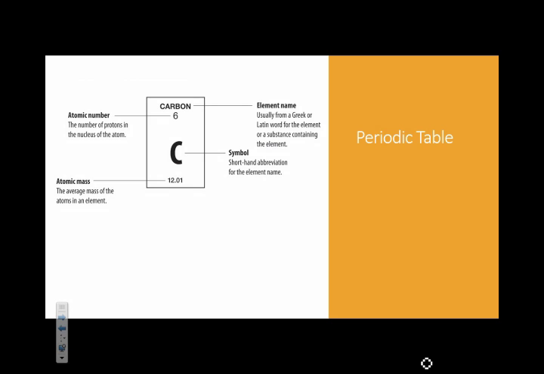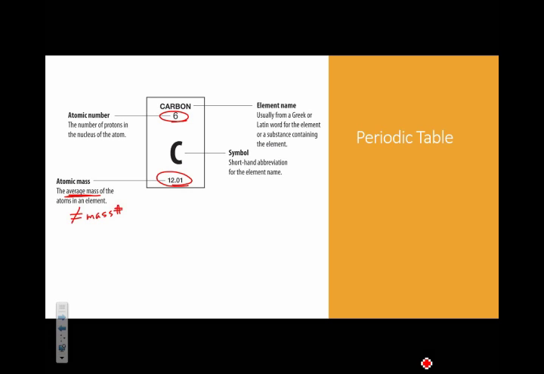When you look at the periodic table, there's some information that's given to you in each of those element boxes. The atomic number, the number of protons, is generally written at the top of the box. The atomic mass, which is actually the average mass of the atoms in an element, gets written at the bottom. This is not the mass number. That's actually something else. Mass number does not show up on the periodic table, so don't get those two confused. The element symbol is written in the middle, and sometimes the element name is included, and sometimes not.